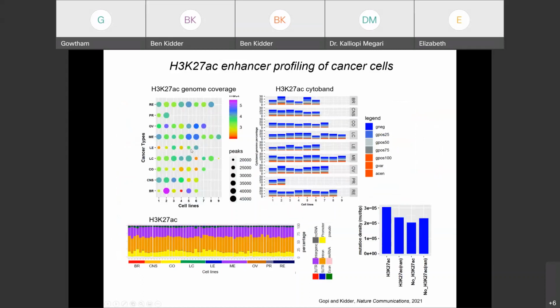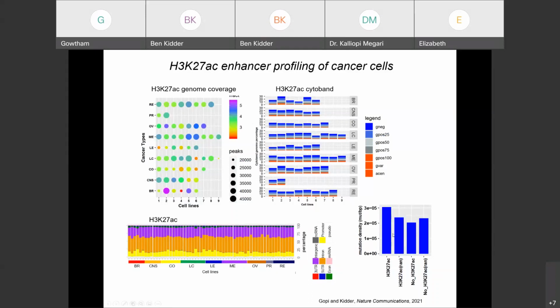This is the general annotation, which I mentioned before, but I will mention that as we found for the H3K4 trimethylation, similarly, we see increased mutation density in H3K27 acetylation marked regions relative to random regions and the rest of the genome. The difference was not as significant. It was still significant based on p-value.